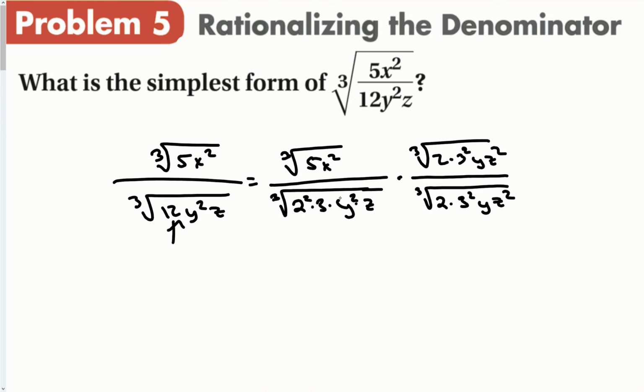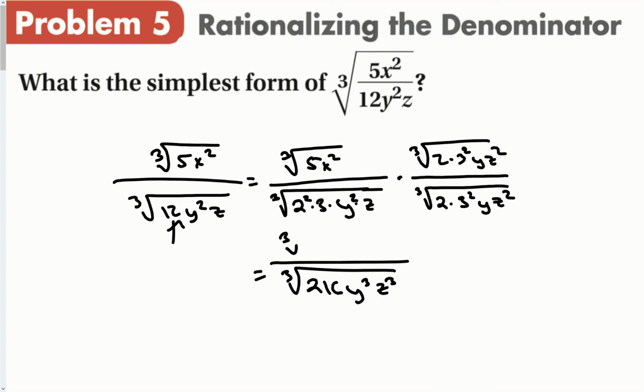Because 2 squared times 2 is 2 to the third. 3 times 3 squared is 3 to the third. Y squared times another y is y to the third, and z to the third. I picked those numbers because when I multiply all the numbers together, I get a perfect cube. So watch. This is 12, right? 2 times 4 times 3, 12, times this stuff over here, times 2 times 9 gives me, on the bottom, the cube root of 216 y to the third, z to the third. All of those are perfect cubes.